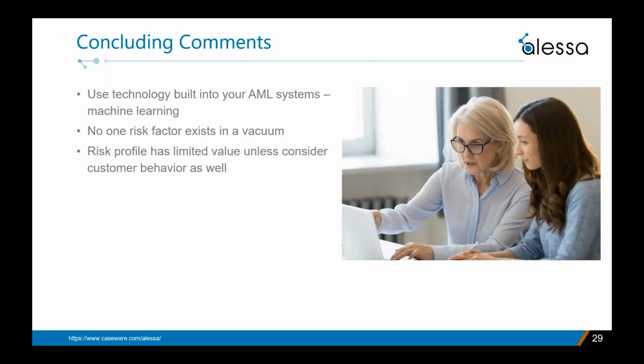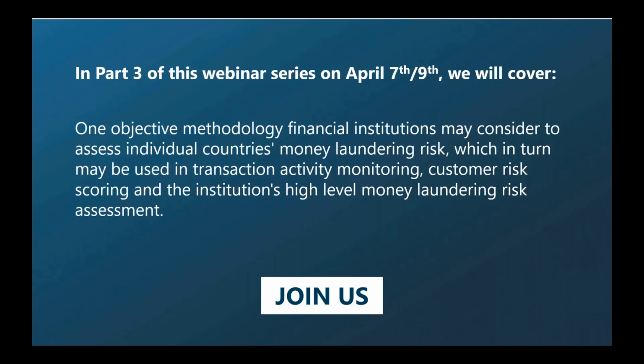Now, I'd like to thank you once again for participating in our webinar today, and I hope you'll join us for the remaining one. Before we close, I'd like to remind everyone that this was part 2 of a 3-part series. In part 3, which will be on April 7th or 9th, depending on your schedule, we will cover one objective methodology that financial institutions can consider to assess individual country money laundering risks, which in turn may be used in transaction activity monitoring, customer risk scoring, and the institution's high-level money laundering risk assessment.